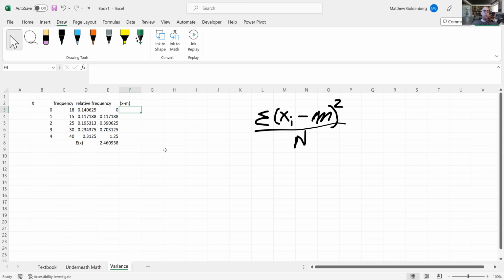But when we do this, we're taking the deviation of just one of these to begin with. So 0 minus the mean, which is EX, which is this 2.46 down here. We're just going to do one of these to begin with. We're not doing all of them yet. We're just doing one deviation. That's this middle part right here.